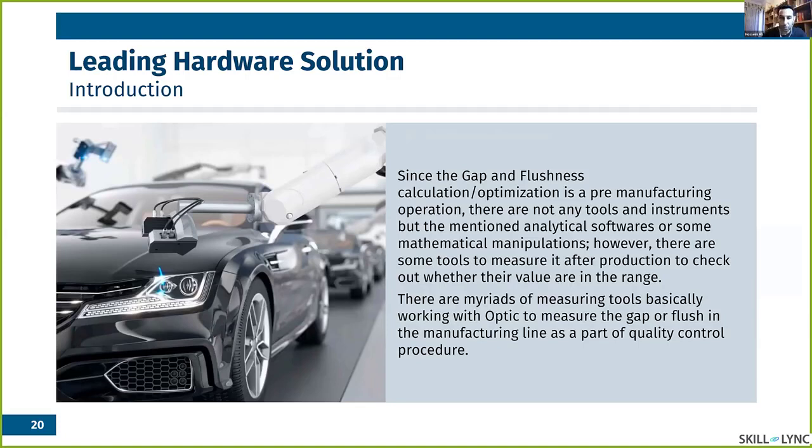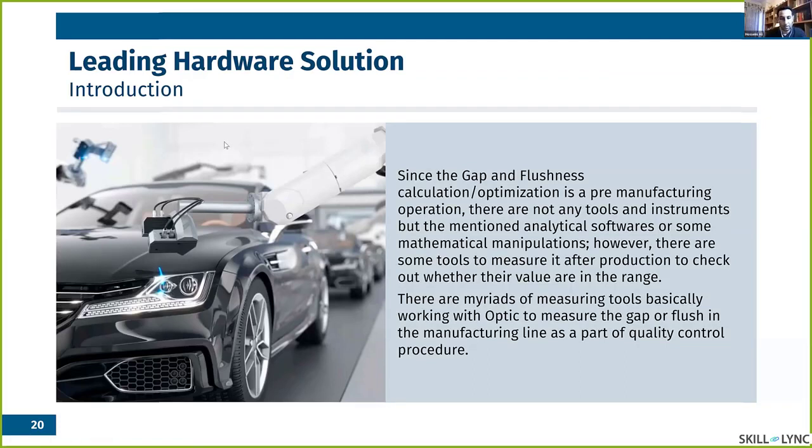However, there are some tools to measure the gap and flushness after production to check out whether their values are in the range. There are myriads of measuring tools basically working with optics, I mean the concept of optics, to measure the gap or flushness in the manufacturing line as a part of quality control procedure. So look at that. You see here the optic, which is now in this picture, is measuring the gap between the hood and headlamp.